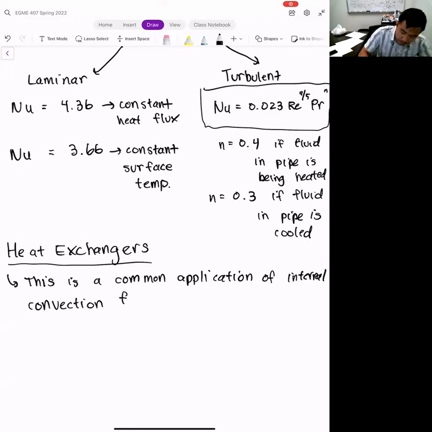In fact, right before I was making this video, the water heater in my apartment is kind of on the fritz, and my wife has been asking me to look at it, so I was watching videos on how a water heater works. I'm like, hey, that's a heat exchanger, and that's internal convection, right? So that's very fitting.